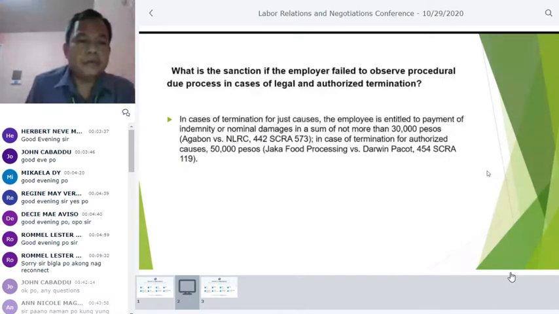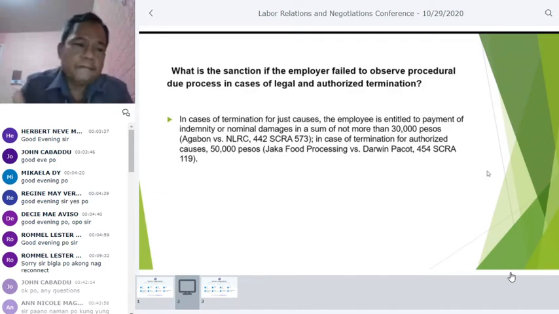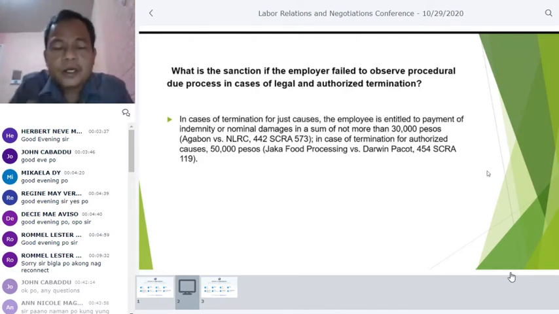Okay. Ito mahalaga to. Later, kapag kayo yung nagpa-practice na ng human relation, nasa HRD kayo, please tell your employer to follow due process. Boss, Mr. Employer, we should follow due process to the letter. Strictly. Kasi meron pong financial consequence kapag hindi tayo sumunod sa due process.